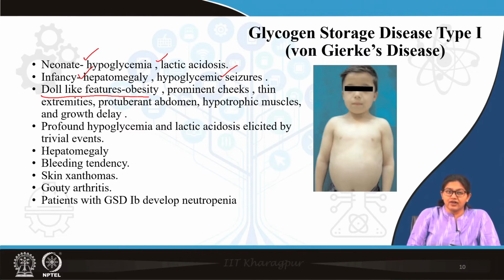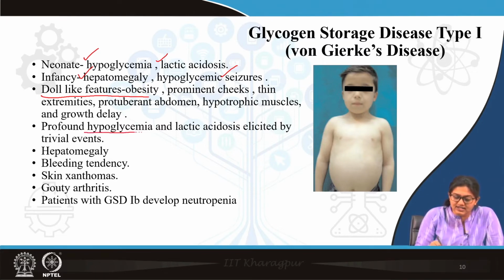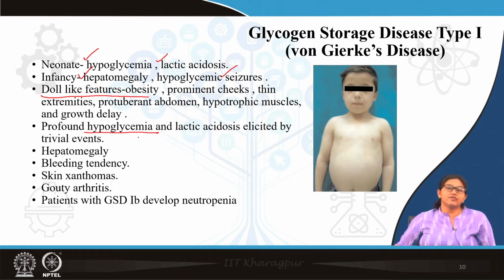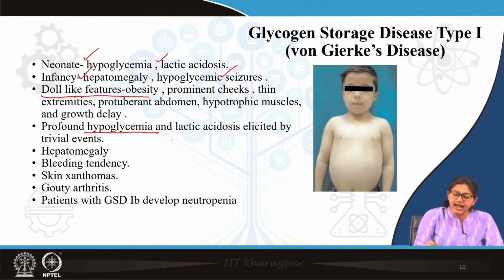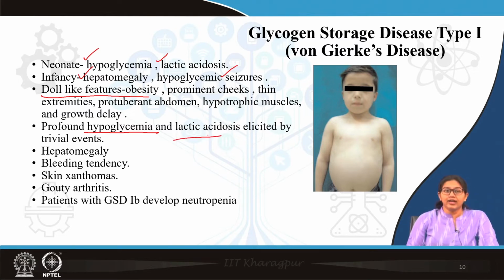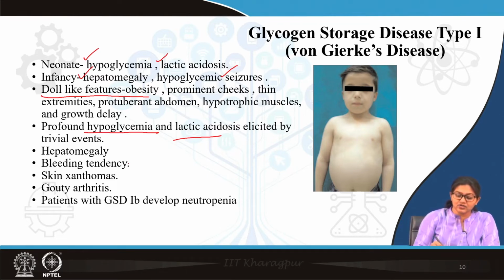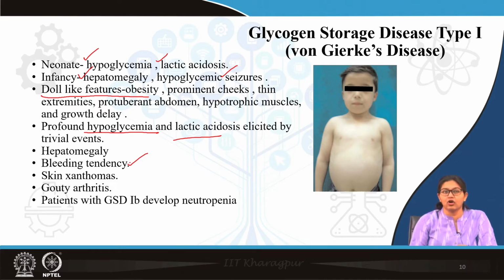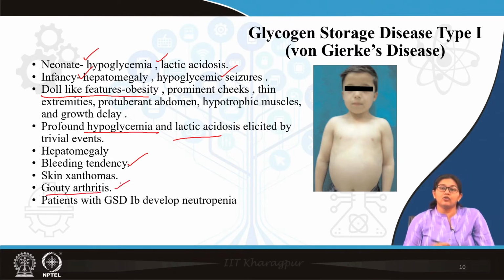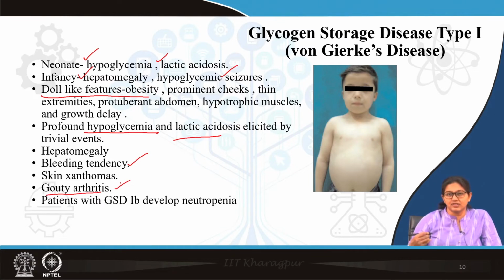Now, what they suffer from, the most important one is hypoglycemia. Basically, there is absence of glucose supply from glycogen. So, there is hypoglycemia, more specifically fasting hypoglycemia. Along with that, lactic acidosis is also present, then hepatomegaly as already told, then bleeding tendency because platelet functions are altered, skin xanthomas is present, gouty arthritis, this why we will discuss later. Also gouty arthritis, joint pains, the patients present with these symptoms.